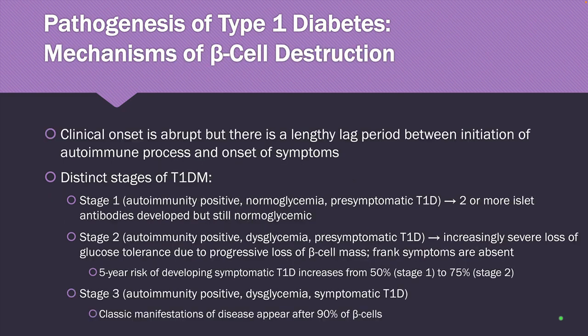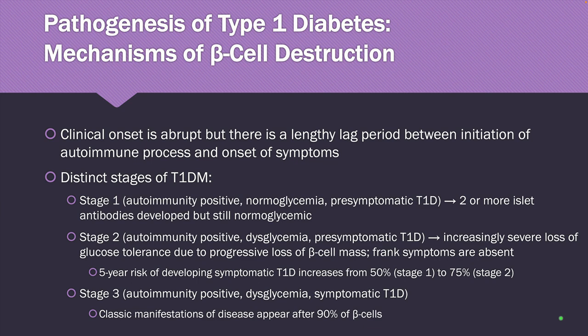So how does one convert to having type 1 DM? Paano ba nasisira ang beta? So we will discuss the mechanisms of beta cell destruction kasi yun yung main hallmark ng type 1 DM. The clinical onset is abrupt, but there is a lengthy lag period between the initiation of the autoimmune process and the onset of symptoms. So matagal between nag-start yung autoimmune process, sisirain yung beta islet cells mo, and then the start of symptoms mo.